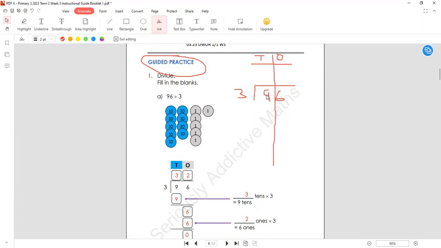So here 9 tens, that's the leftmost place value. So 9 tens divided by 3, what is the answer? What is 9 tens divided by 3? 9 tens divided by 3 is 3 tens. Or if they cannot remember what 9 divided by 3 is, they can go, 3 times which number equals 9 tens? So 3 times 3 equals 9 tens.